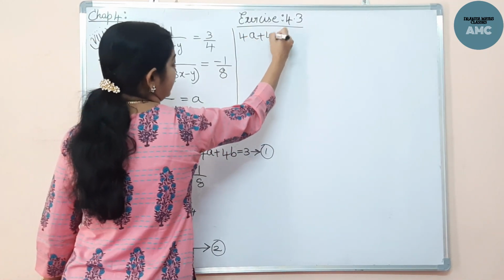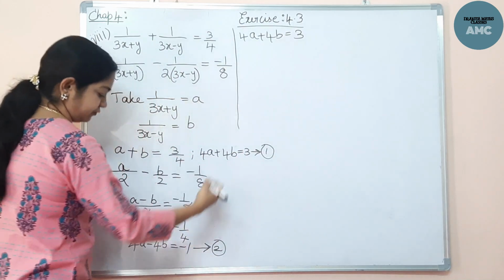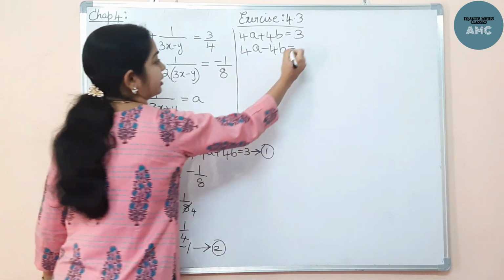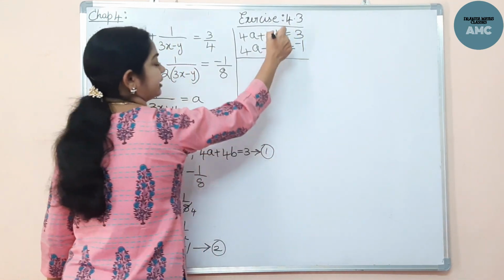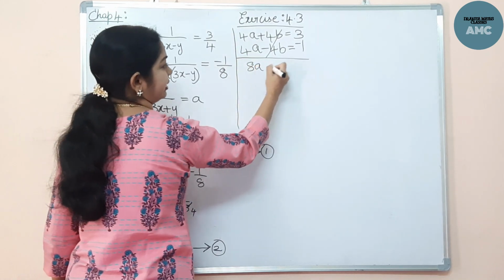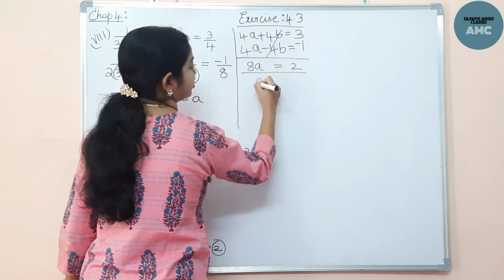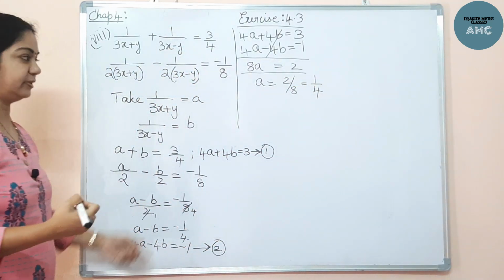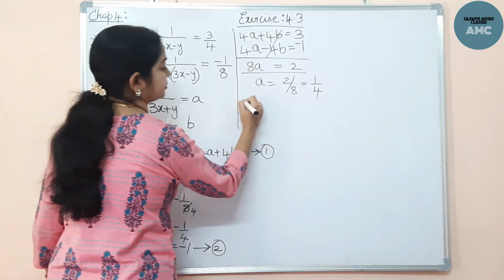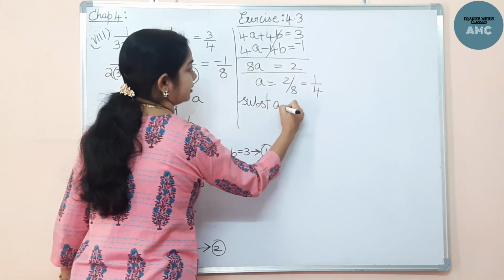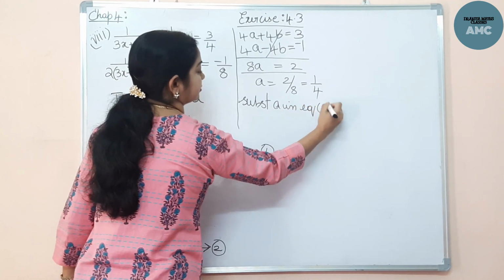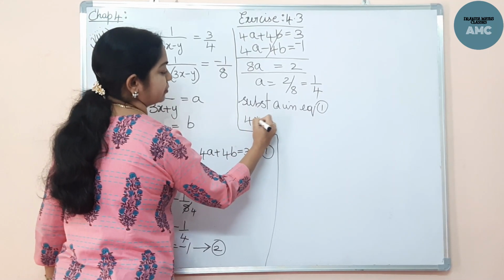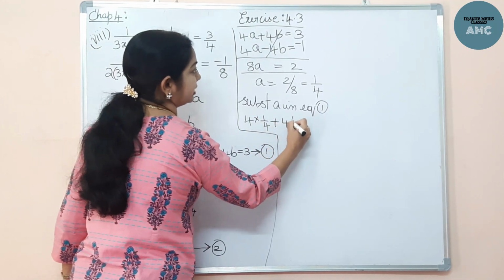4a plus 4b equal to 3, equation 1. 4a minus 4b equals to minus 1. You can eliminate the b term. Here 8a equals to 2. So a equal to 2 by 8, that is 1 by 4. We got the a value. We will substitute and get the b value. Substitute a in equation 1. So let's substitute. So 4 into 1 by 4 plus 4b equal to 3.